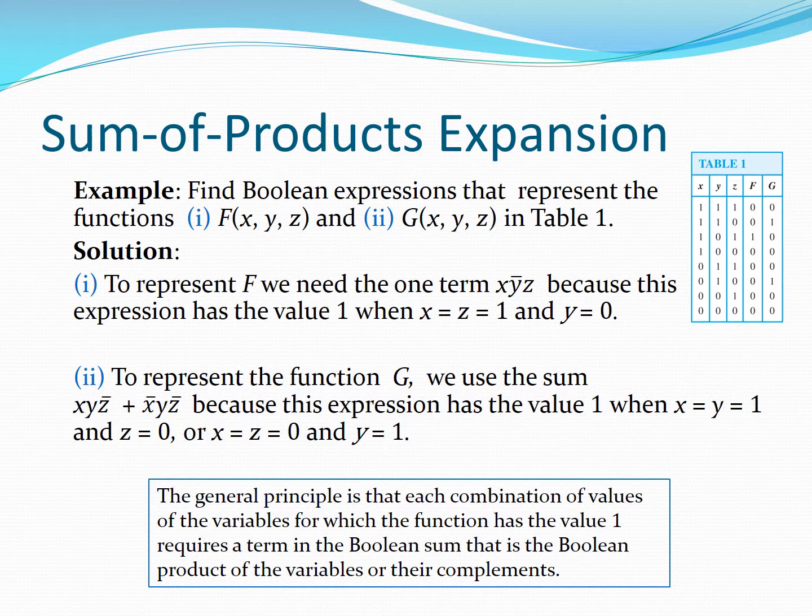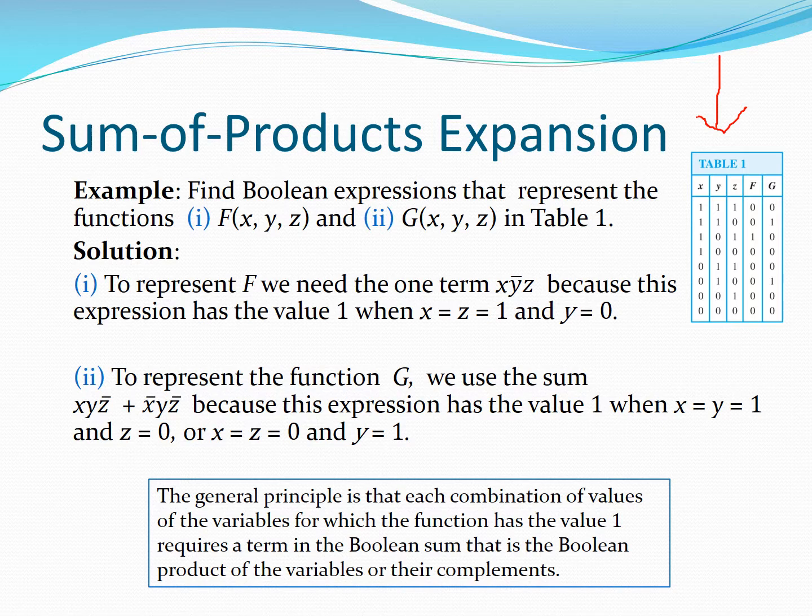Let's take a look at how to find the sum of products expansion of a given function. So let's consider two example functions, f of x, y, z and g of x, y, z. And the values of these functions for all possible combinations of x, y, and z are given to us in the table on the right hand side. So we are basically going to look at how to find the sum of products expansions. So how do we do that?